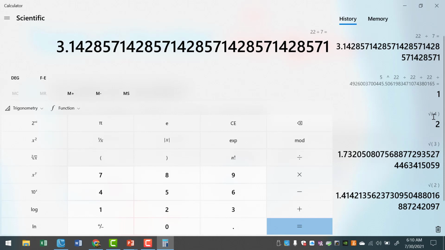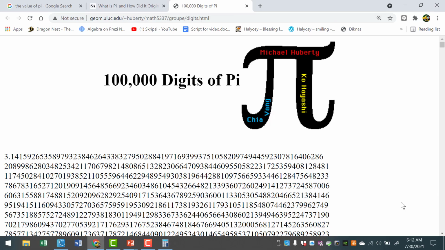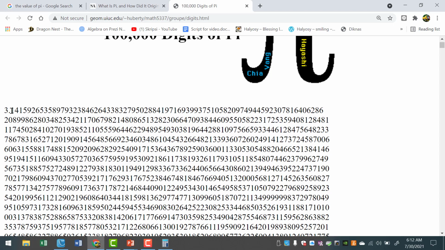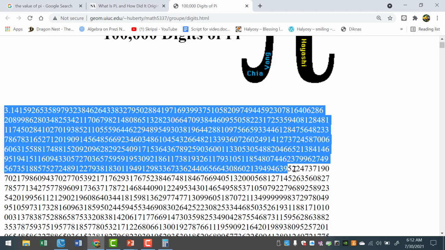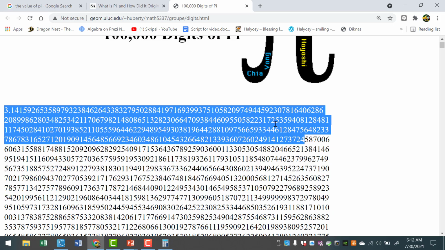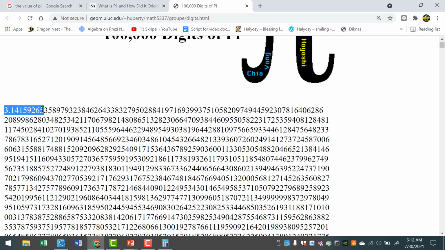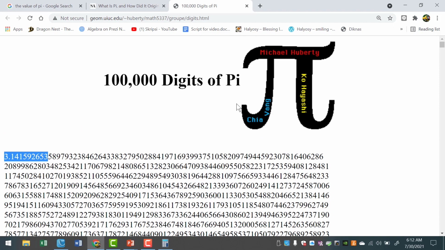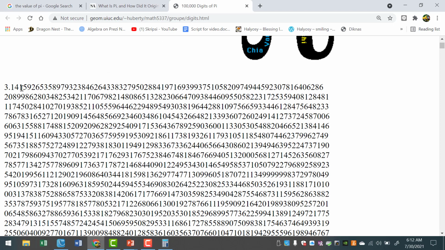So another question: what about pi? Okay, so this is the value of pi. We have 100,000 digits of pi. Okay, here we go, guys. We have 3.1, 3.14, 159265358979333. Oh my god, so many numbers here. And as you can see, the real value of pi is not repeating.